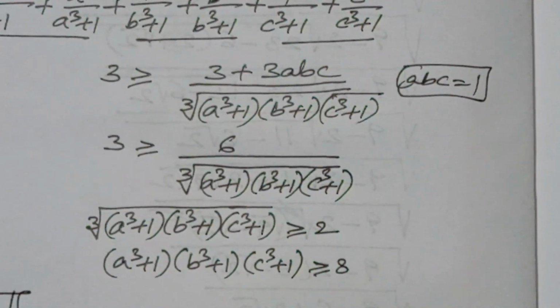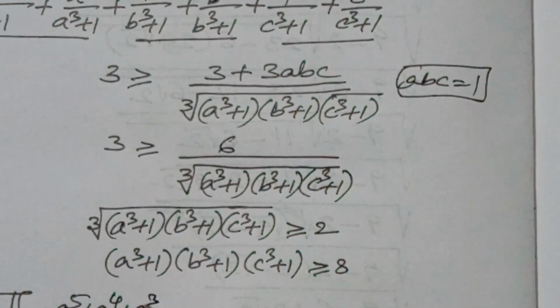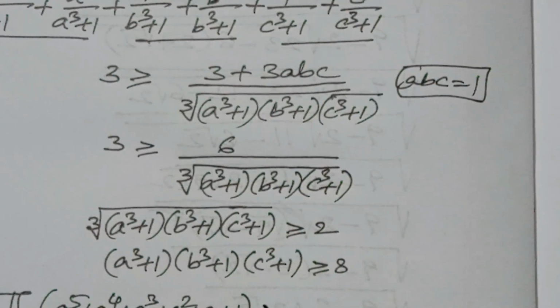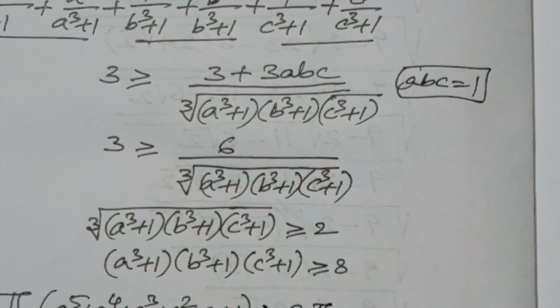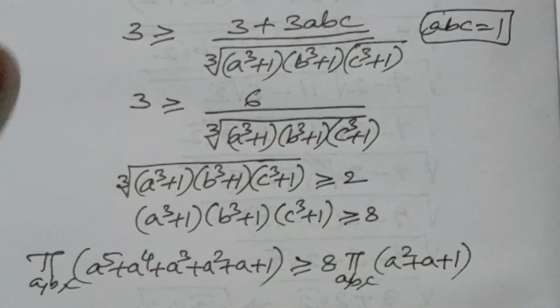Therefore, the product over a, b, c of a to the power of 5 plus a to the power of 4 plus a cube plus a squared plus a plus 1 is greater than or equal to 8 times the product over a, b, c of a squared plus a plus 1. I hope you understood the video more.